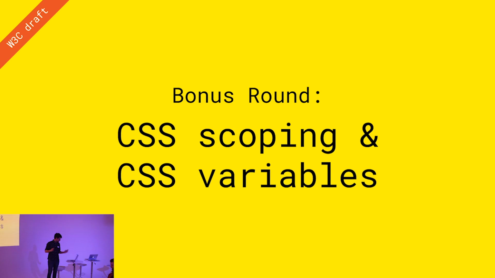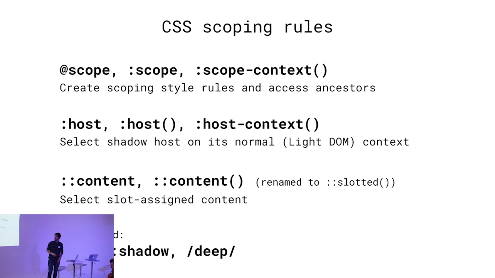Bonus round, some CSS, because CSS is changing with this. We have a few new pseudo elements, a few new rules. We can scope styles without a shadow DOM, without shadow roots, or we can use scope tags, scope context. I'm not sure what the implementation is on this, how well supported they are.